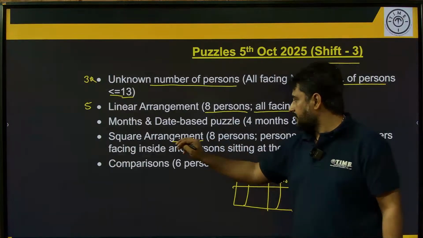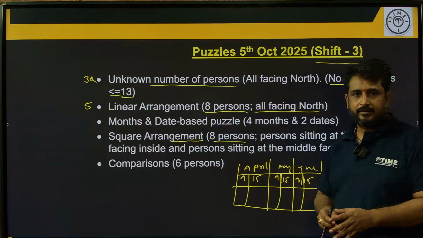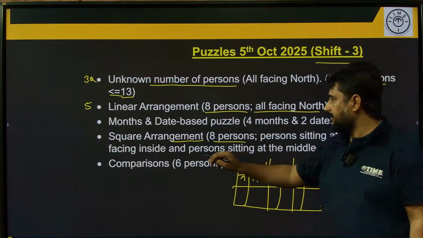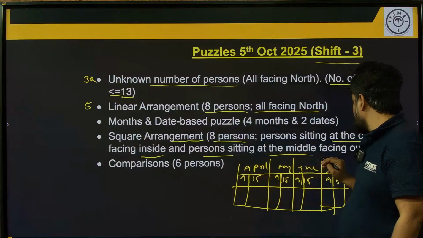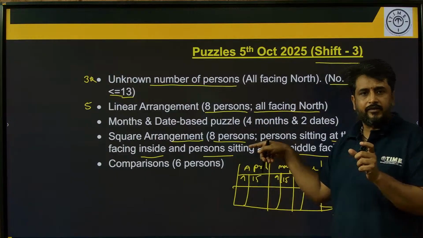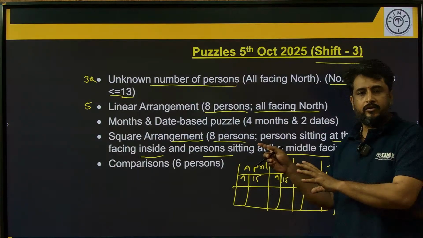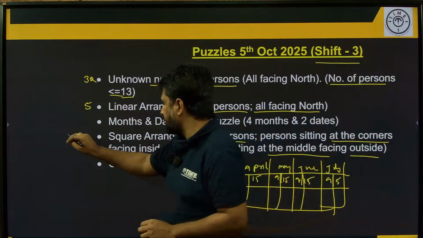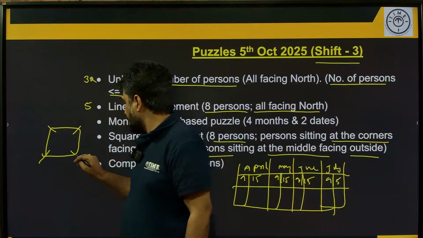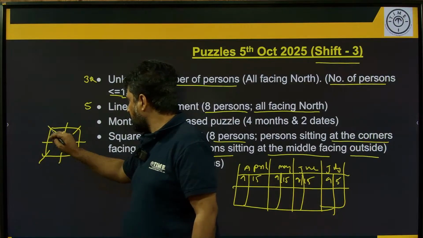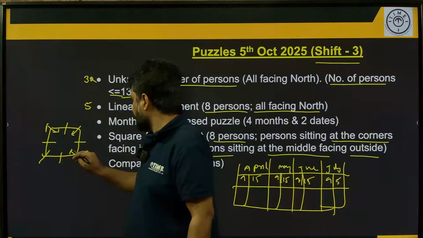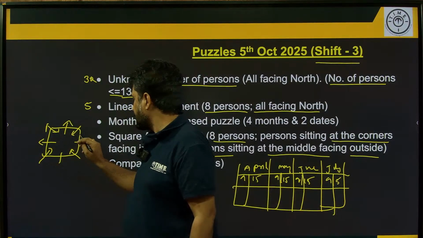And a square arrangement was given. 8 persons, 4 are facing the center, 4 are facing away from the center, and it is clearly mentioned that persons sitting at the corners are facing inside, and persons sitting at the middle of the faces are facing outside. So if you observe all these three slots, puzzles were given across all the slots. And what is the basic structure for this kind of question? In a square arrangement, you have to take corners and middle of the faces; corners are facing inside, and middle of the faces are facing outside.